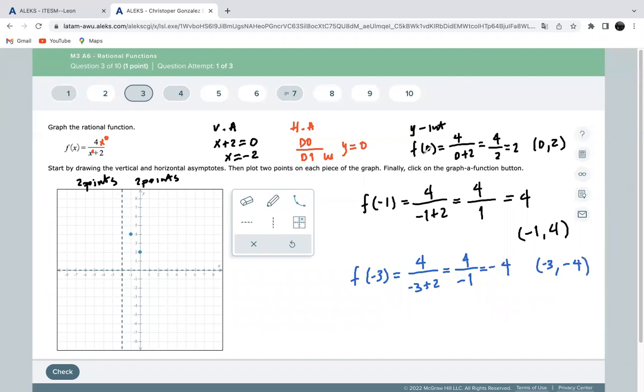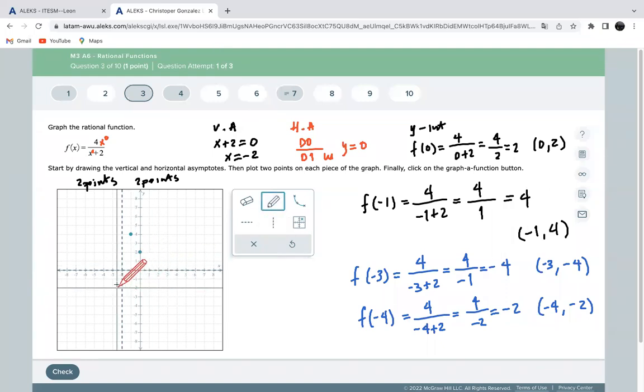And finally, we need another coordinate, let's say f of minus 4. We end up with 4 divided by minus 4 plus 2. That's 4 divided by minus 2, and we end up with minus 2. The coordinate is going to be minus 4, minus 2. So we can use the pencil, and we would go to minus 3, minus 4, and minus 4, minus 2.